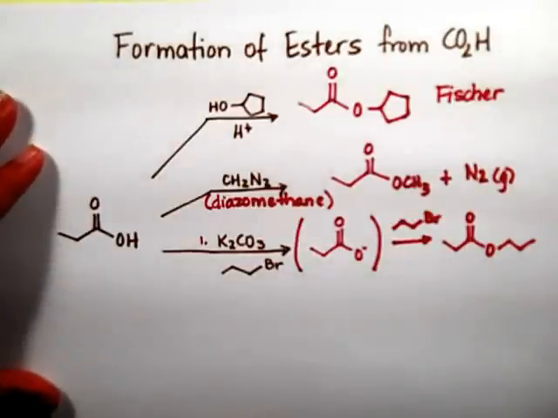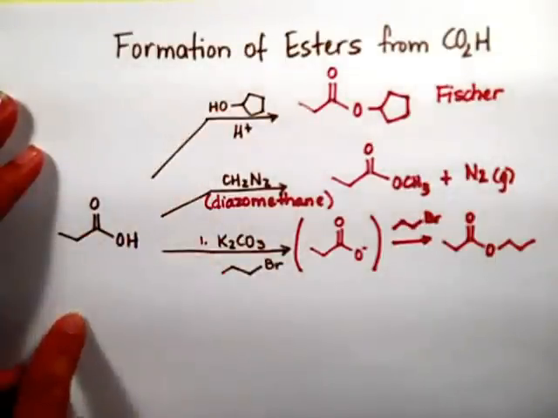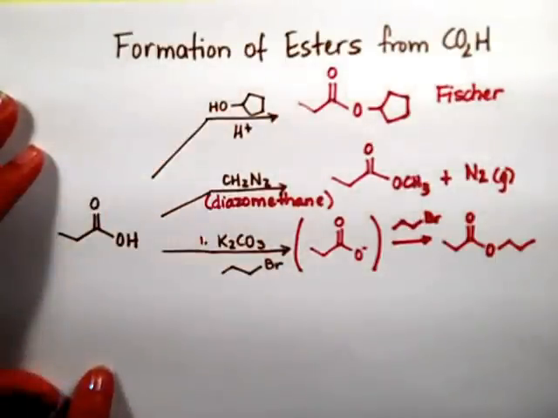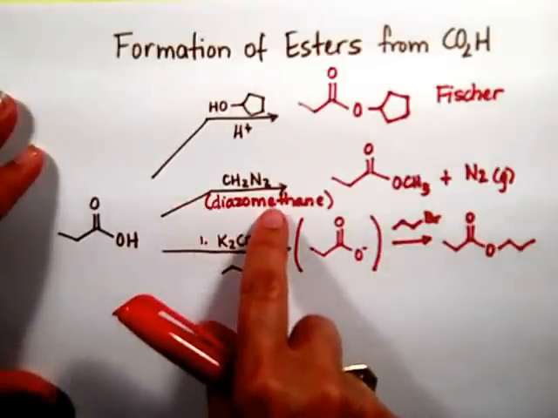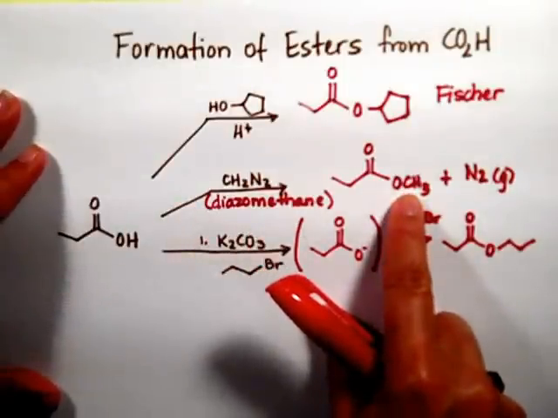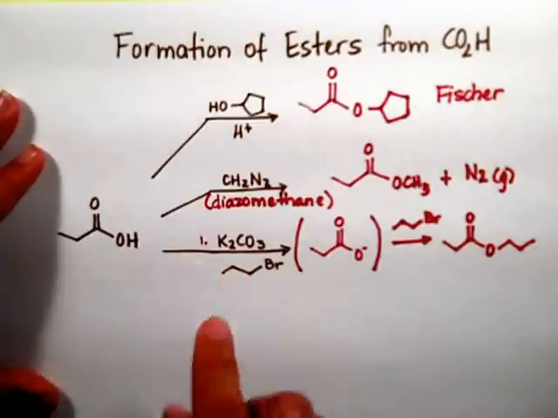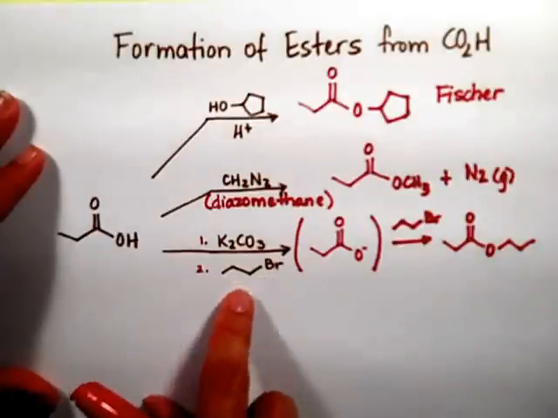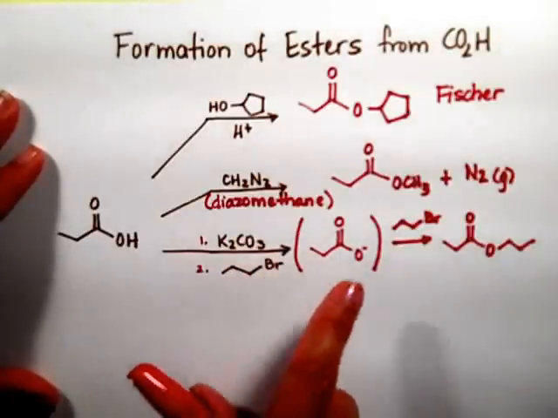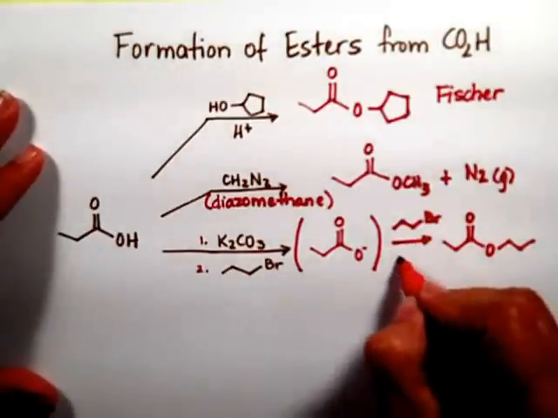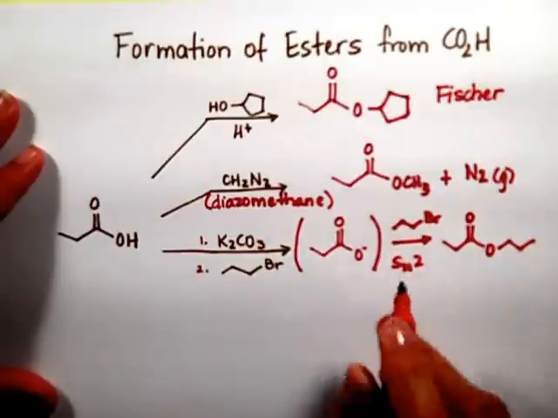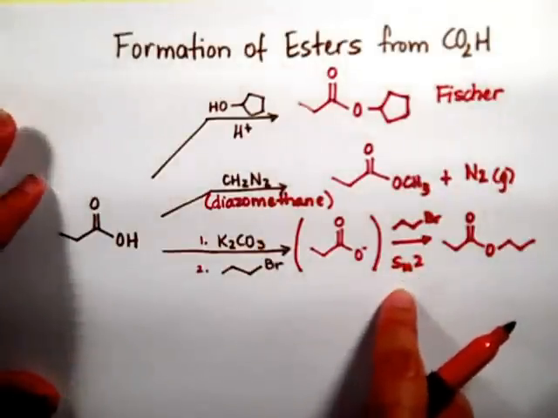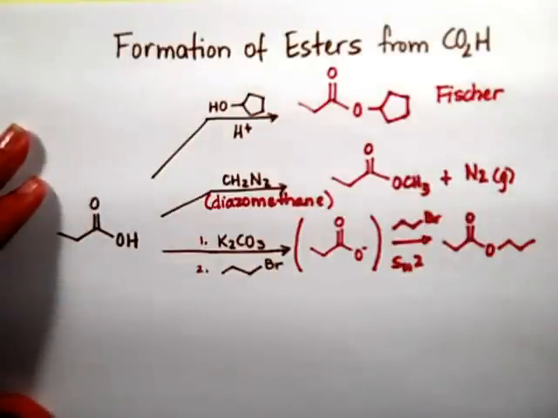perfectly fine. All right, so the first one is the Fischer. You need a large excess of your alcohol. The second one is diazomethane, so you can only make methyl esters. And this one, the addition of the alkyl halide is going to be an SN2 attack right here. So you're limited by the rules of the SN2 reaction.